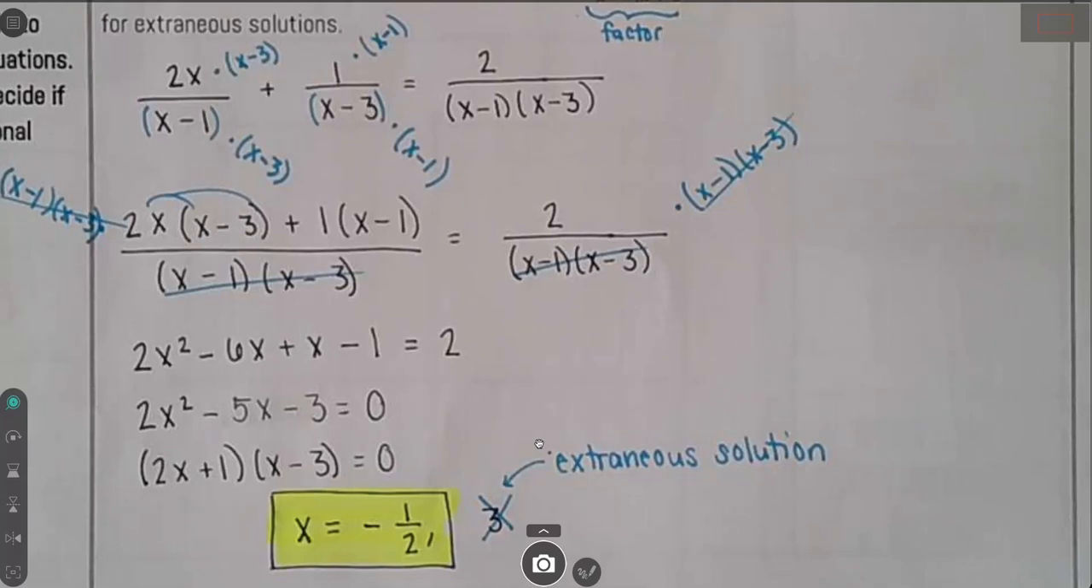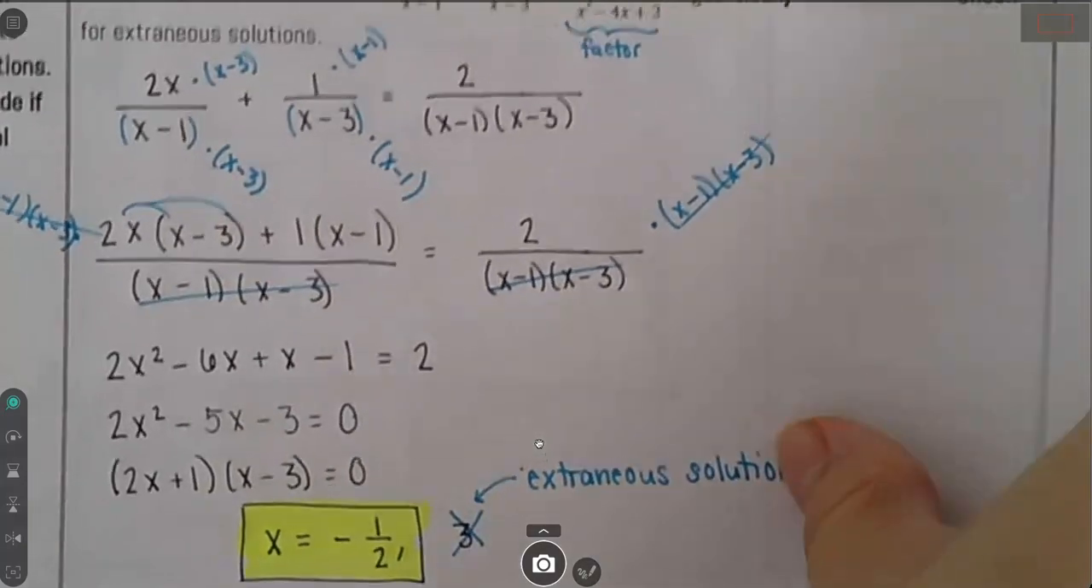All right, any questions on this? Does anyone need more time to copy this down? It's okay if you do, just let me know.